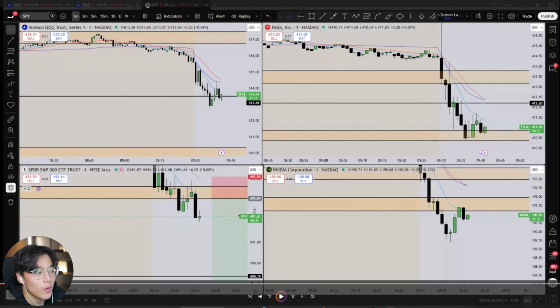So as you can see right here on SPY, we end up having that nice 3-bar confirmation. Entry could have been a break underneath, or you could have been waiting for the candle close underneath. The difference is if you wait for the candle to close, your risk is just going to be a little bit higher.